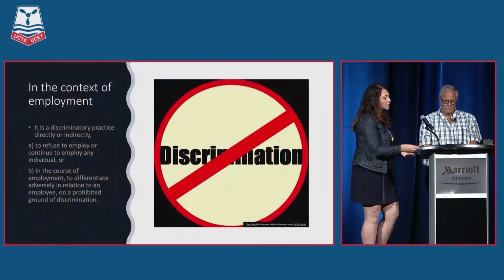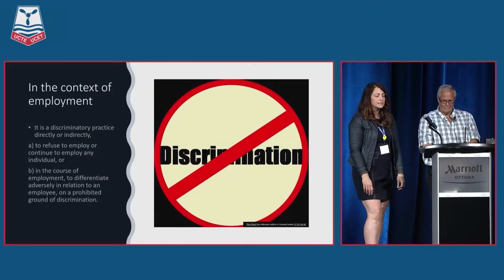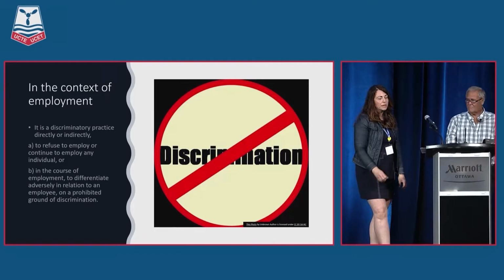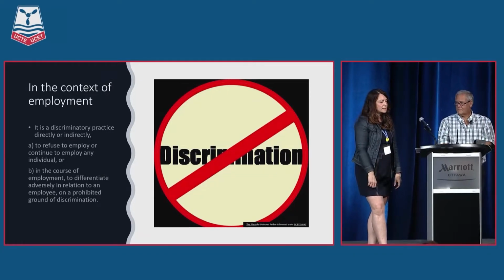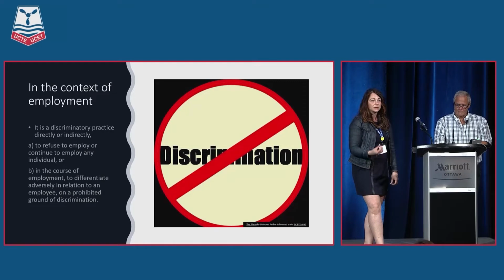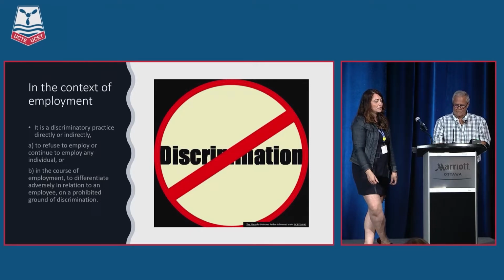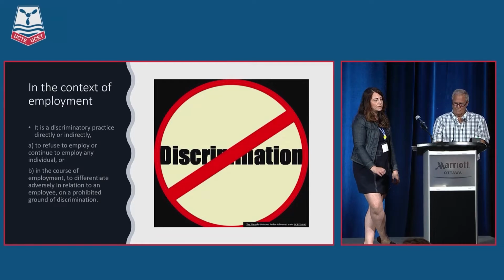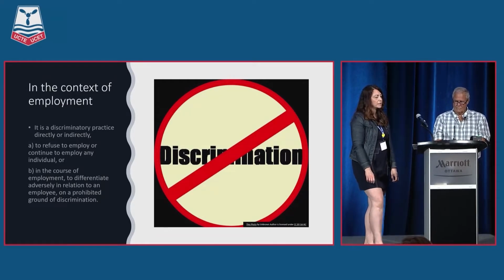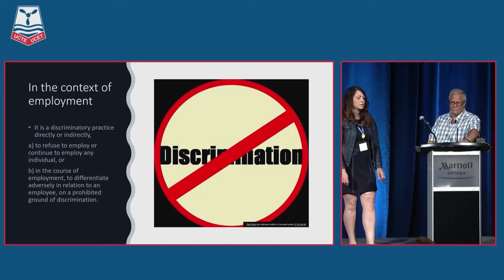So what's a discriminatory practice in the context of employment? According to the code, it's a discriminatory practice to directly or indirectly refuse to employ or continue to employ any individual, or in the course of employment to differentiate adversely in relation to an employee, on a prohibited ground of discrimination.